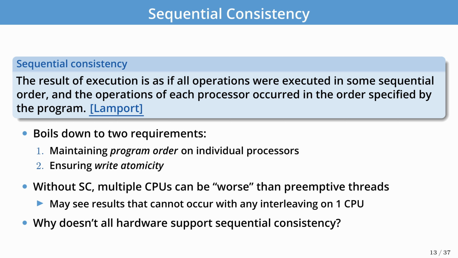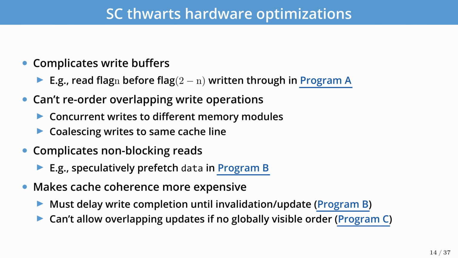The reason is that sequential consistency really makes it hard to do lots and lots of optimizations, both for the hardware and the compiler. Sequential consistency prevents hardware optimizations. It complicates how write buffers are done in the hardware. Right? You might see some of the flags being read before previous flags were written because of the buffering that's occurring in the processor. The processor wouldn't be able to reorder overlapping write operations. Imagine writes to two different memory modules that want to be done concurrently, or coalescing writes to the same cache line.